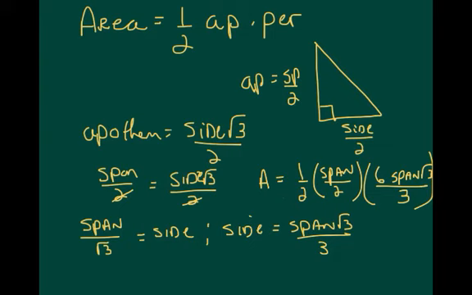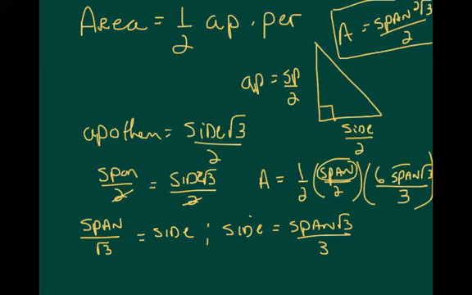Alright, let's simplify all this and see what we get. We get an area formula. I'll put it up here in the corner. Area equals span squared root 3 over 2. Why is that? Well, I have span being multiplied by a span, so that gives me span squared. The root 3 doesn't go anywhere, but this 6 is reduced by 2 times 2 times 3. So 6 divided by 12 is why I get a 2 in the denominator. So it's a fancy formula where you could either use area equals 1/2 apothem times perimeter, or it equals the span squared root 3 over 2.